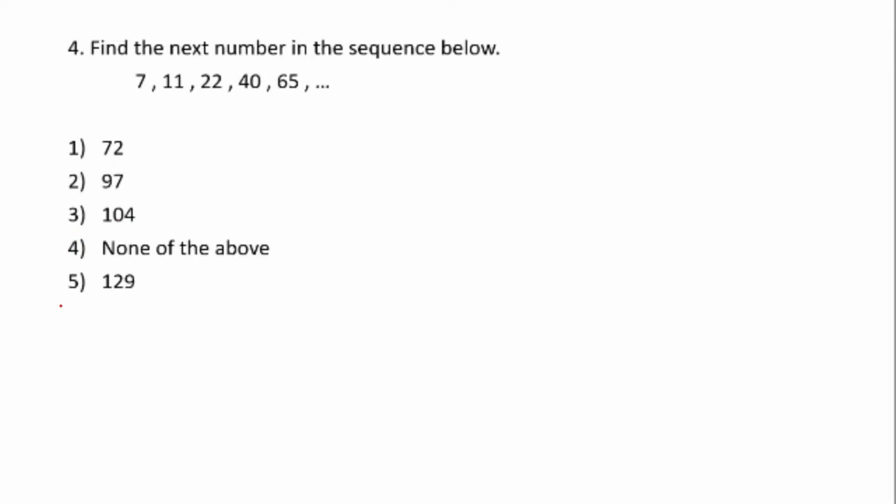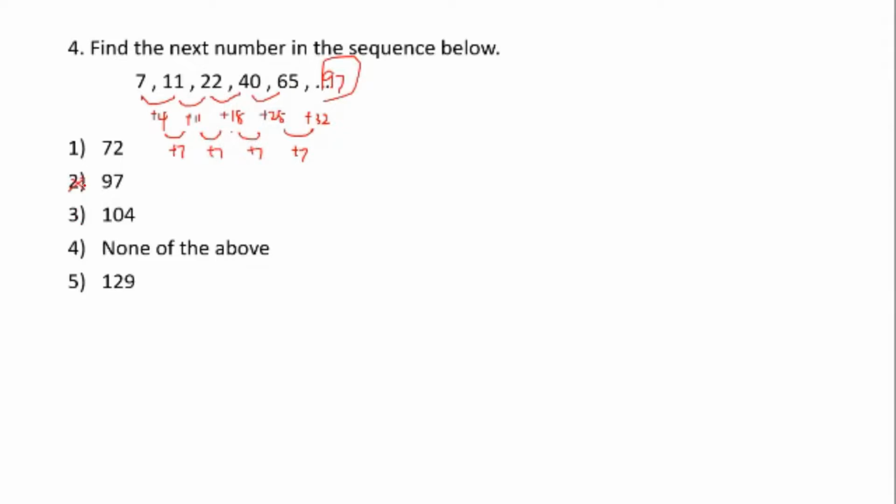Now, number 4, find the next number in the sequence below. It's about number patterns. From 7 to 11, it's plus 4. 11 to 22, it's plus 11. Then 22 to 40, it's plus 18. Maybe by now you can already see the pattern. Then 40 to 65 is plus 25. We can see that the difference keeps adding 7: plus 7, plus 7. So you should add 7 to the difference, and the difference is going to be 32. So 65 plus 32 is equal to 97, option 2.